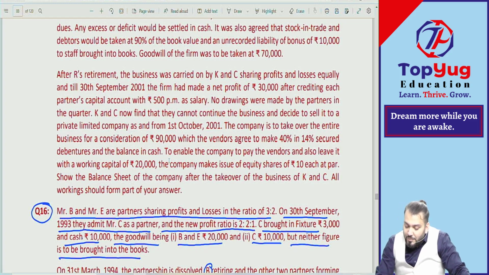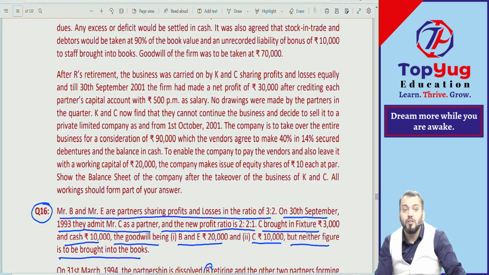Chalo. What they have given. To enable the company to pay vendor and also leave with a working capital of 20,000. Means we want cash for payment of PC. Correct? And they are saying that after that payment, our working capital should be 20,000. What is working capital? Current asset minus current liability. So that should be 20,000. So to make payment and to make working capital of 20,000, what will be issued? Equity shares will be issued of rupees 10 each at par.